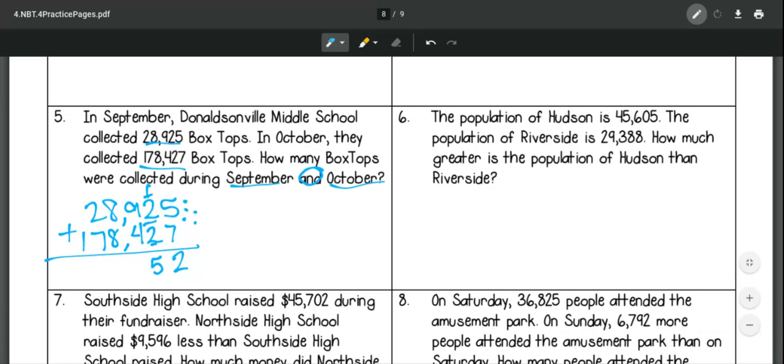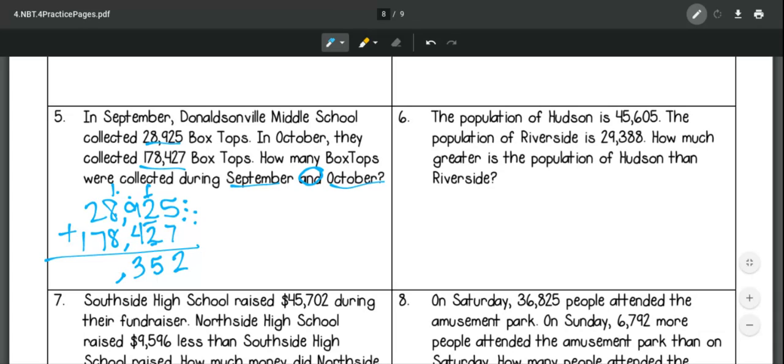Now I'm going to move to my hundreds place. 9 plus 4. So 9 plus 4, I'm going to count up from 9. I'm going to count up 4 more times. So 9, 10, 11, 12, 13 is my answer. So I'm going to drop the 3 in the hundreds, and I'm carrying that 1 to the thousands.